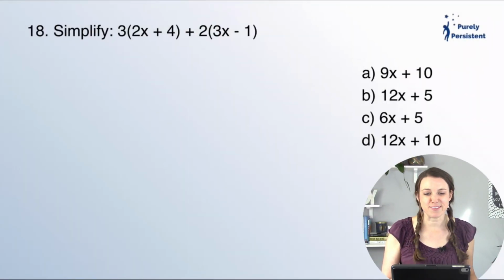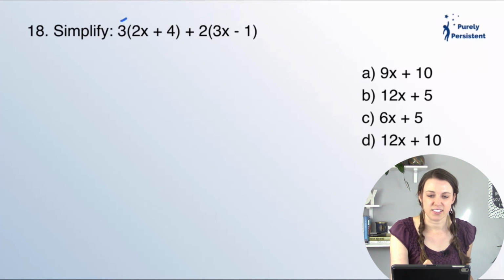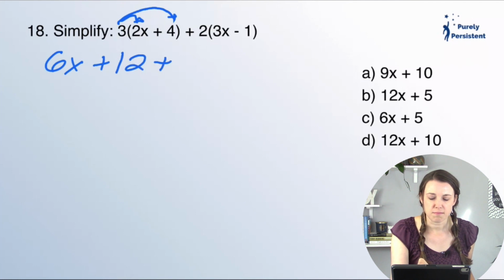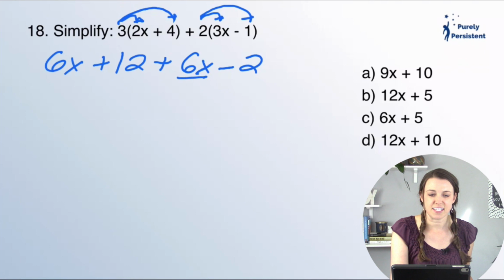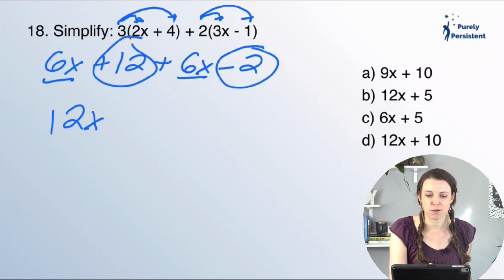All right, looks like we're simplifying again. Okay, do our little distributive property. So I have 3 times 2x is 6x, and then 3 times 4 is 12, plus 2 times x is 6x, and then 2 times -1 is -2. And now I combine my like terms, so I have 6x and 6x, which is 12x, and then I have plus 12 and minus 2, which is plus 10.